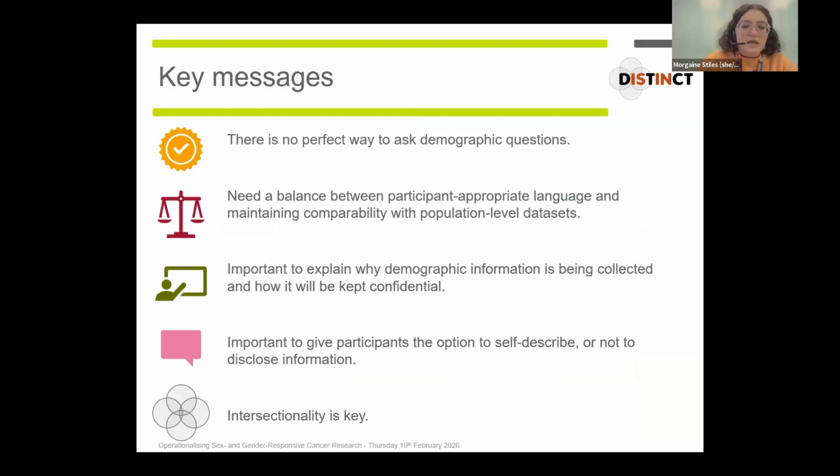So in terms of some of the take-home messages, there's not a one-size-fits-all approach to asking demographic questions, and we need to strike a balance between the questions being acceptable to and easy to understand by trial participants, whilst also being able to be compared to population-level data sets. It's also important to clearly explain to participants why demographic data is being collected, as well as how it will be kept confidential. And it's also vital to allow participants not to disclose information if they don't want to, and to have the option to self-describe. And it's vital to recognise the importance of intersectionality.